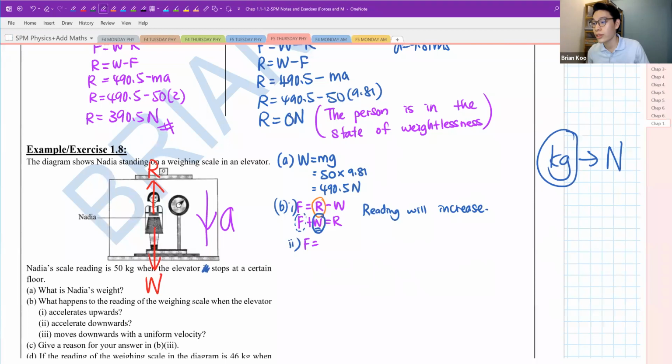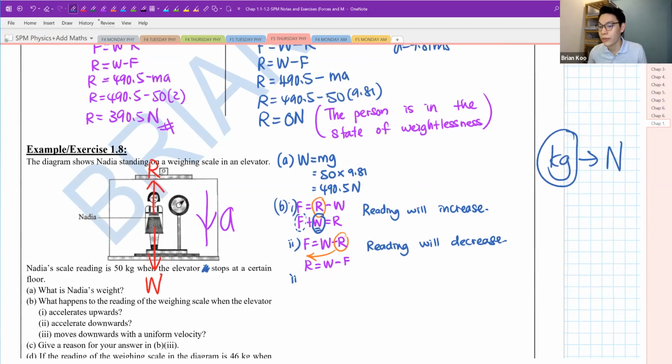F is equal to W minus R. So the scale reading, R, I can move to the left side. It would be R equals W minus F. So for part 2, the reading will decrease. Why decrease? Normally her weight is just W only. But now the reading is not only her weight, but we also need to minus some F value. So her reading will drop.